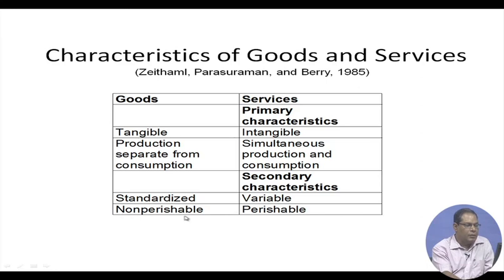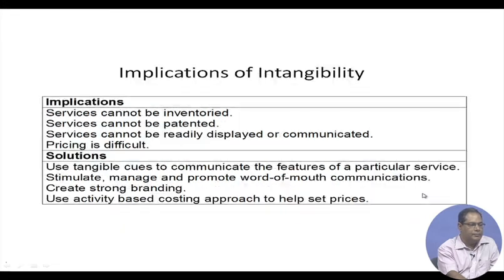And then goods are non-perishable, while services are perishable. That means once the service provider stops providing the service, it cannot be consumed anymore. So services are perishable. This secondary characteristics of variability and perishability actually is derived from the primary characteristics of simultaneous production and consumption, and therefore these are called the secondary characteristics of services.